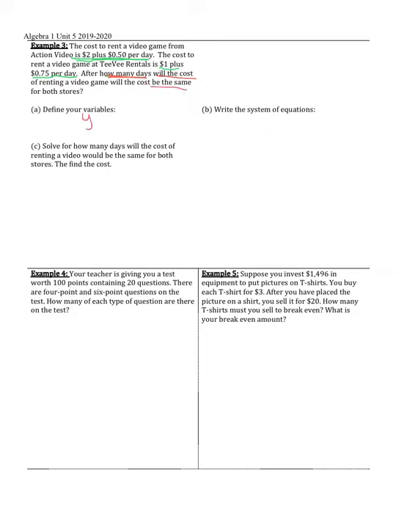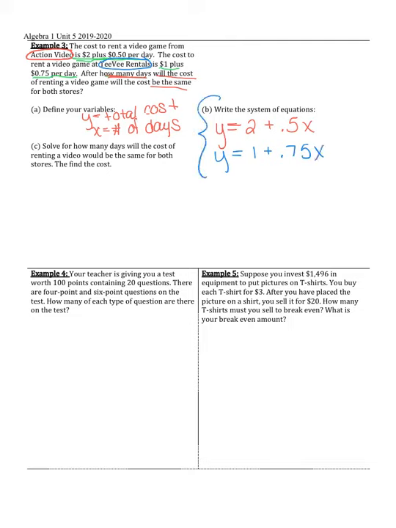Okay, so I'm going to say y is going to be total cost, and I will say x will be the number of days. I did that just because I'm thinking the number of days is going to have an effect on the total cost, right? So the y depends on x. So now I can write a system. The first equation will describe Action Video. The cost to rent at Action Video is $2 plus 50 cents per day, or you could put 0.50. Then we've got TV rentals. Their equation would be $1 plus 75 cents per day. And so I see I have my system.